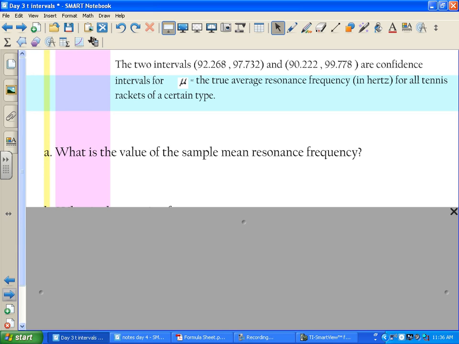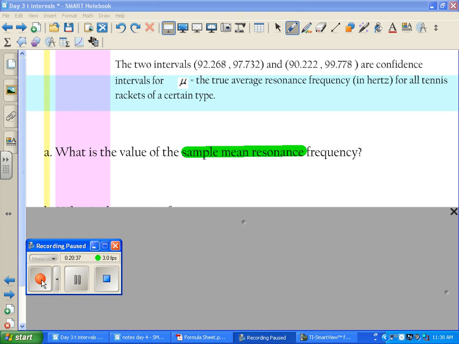I'll give you some time to talk about this in your group. See if you can come up with an answer for that, because I'll tell you that you do have the skills.